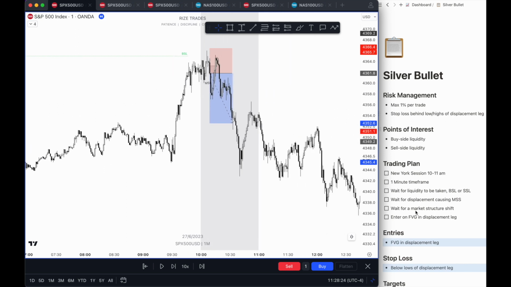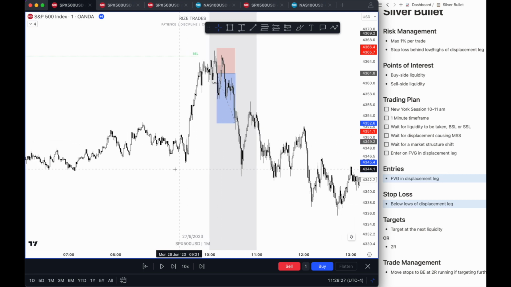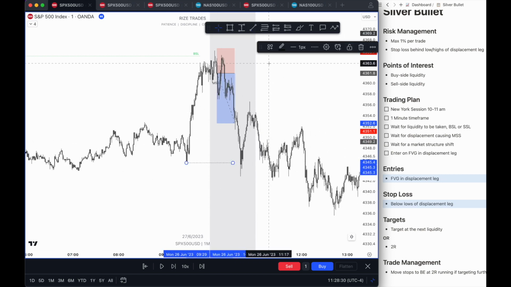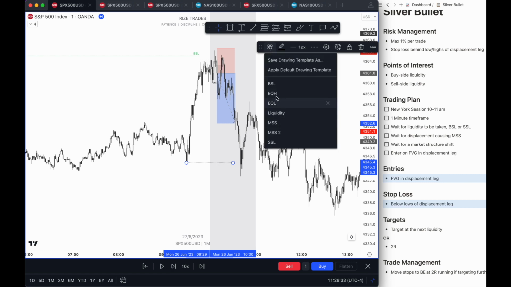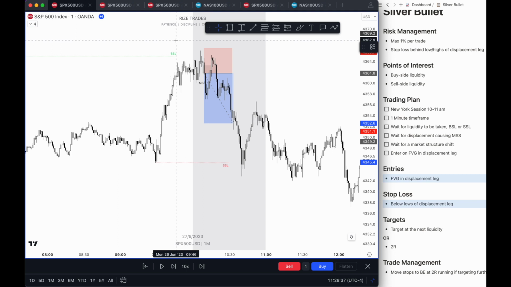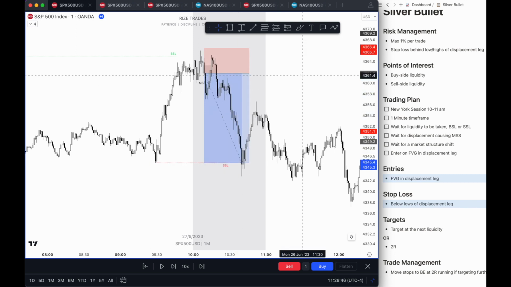But again, like I said, you either target 2R or the next liquidity. Where's the next liquidity? Will it be at this low? This is how I look at it. This low here is the next liquidity, so that would be the sell side liquidity. Obviously, price takes buy side liquidity, displaces, market structure shift, target the sell side. If you had targeted sell side liquidity, that would have been for 3.6R.